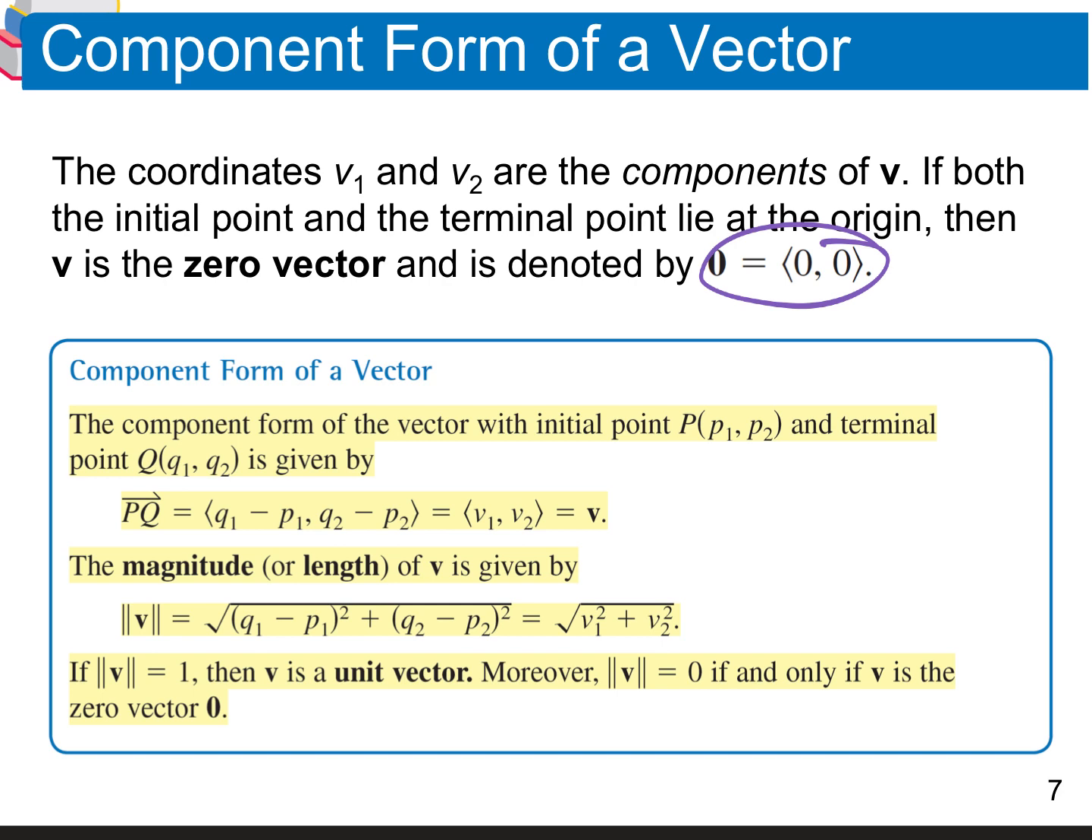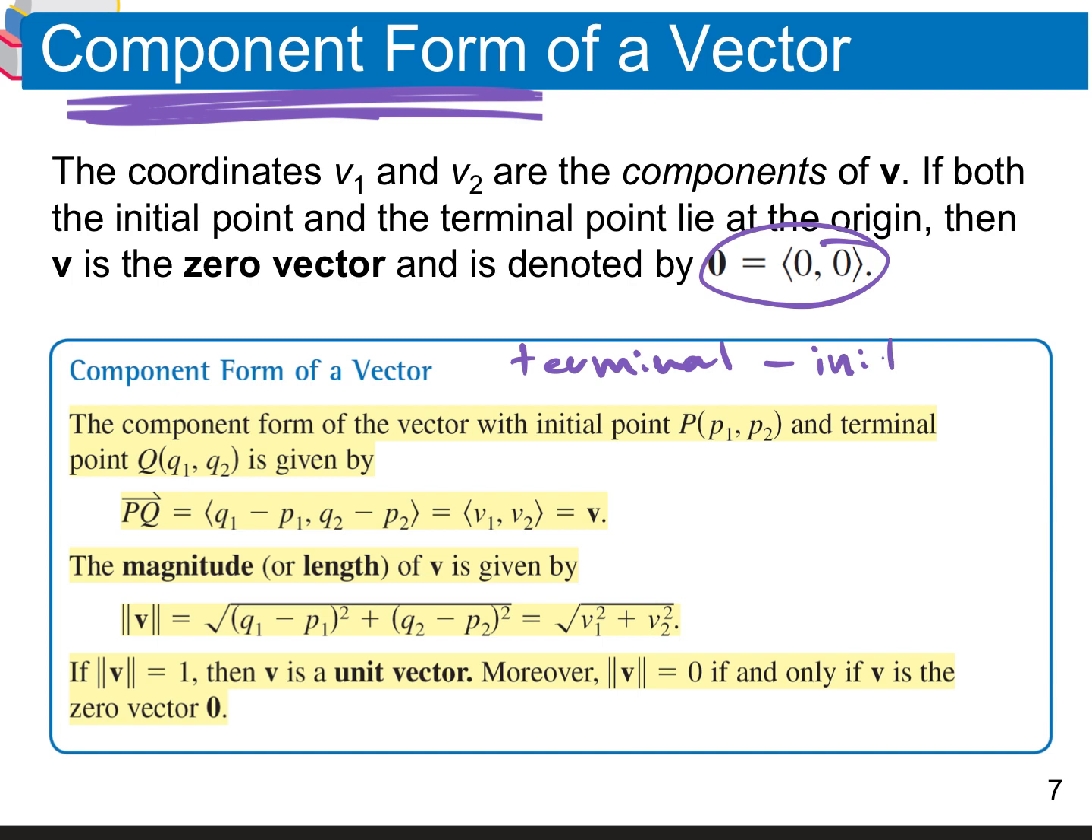Now, if we were given a line segment and we had to find the component form of that, and if it didn't start at the origin, what we would do is take the terminal minus the initial. So here it gives it to us as Q1 minus P1 and Q2 minus P2. So this is pretty much just saying it is the terminal minus initial. Wait, so it's defined what? So just remember, it is always terminal minus initial.